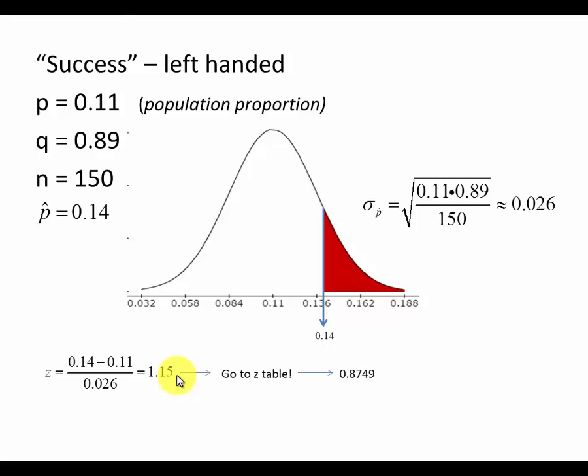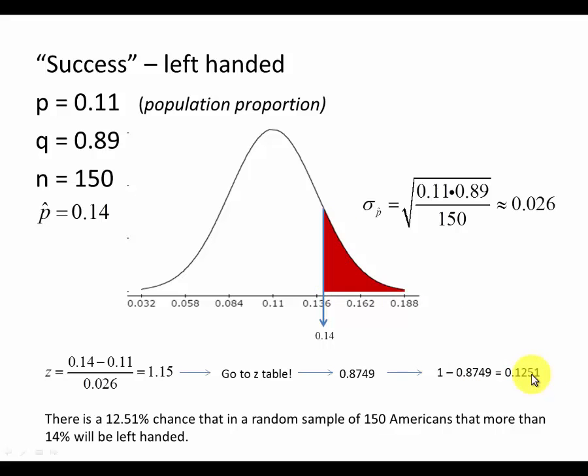Now, that is not the area here. As you know, if you're experienced with the z-table, that's the white area to the left. Roughly 87.5% of the curve here is white. How do we find the area to the right? That's right, subtract from 1, and we determine that this area to the right, this red region, is 0.1251. In other words, there's a 12.51% chance that in a random sample of 150 Americans that more than 14% will be left-handed.